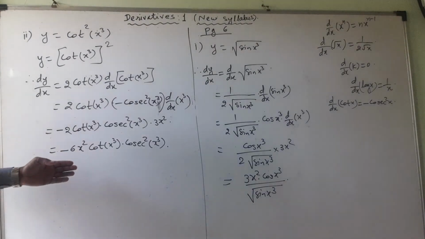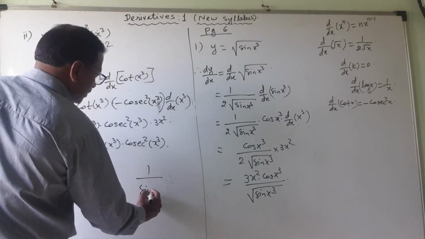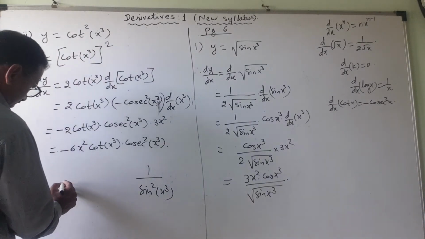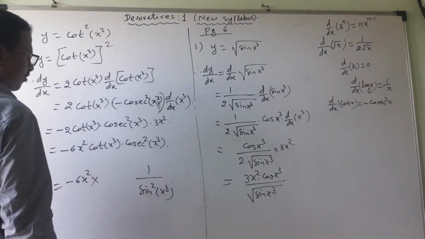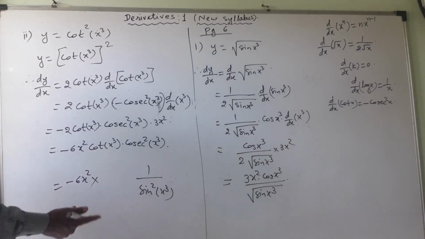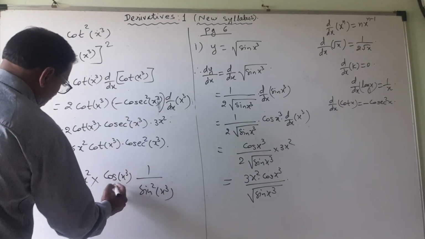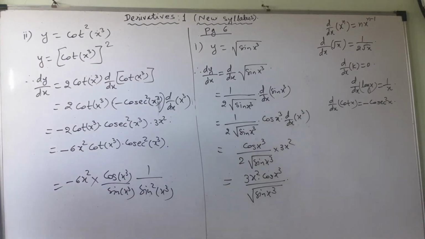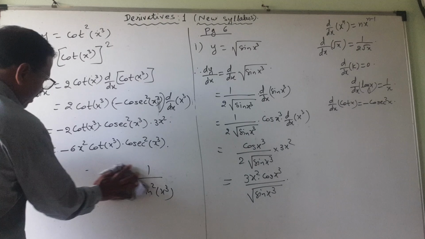So if you want to have some changes, cosec means 1 upon sine square of x cube. That way this is minus 6x square into, meaning of cot is cos upon sine, cos of x cube upon sine of x cube. Now I am not getting any benefit of this. Nothing is getting cancelled. So let it be. So this will be the final answer.